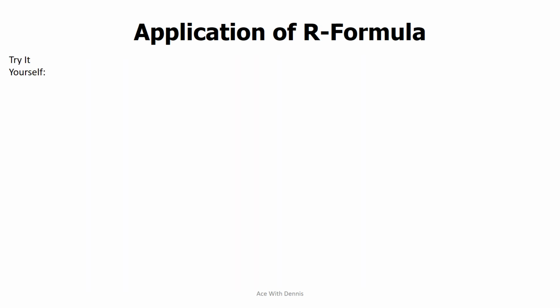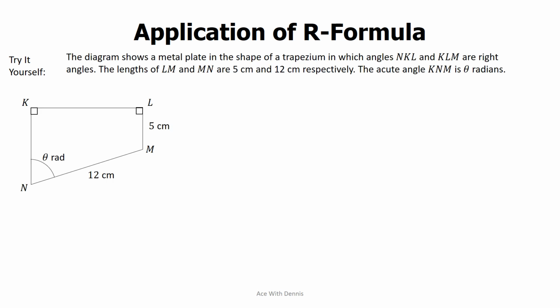Okay, here is an example that you can try yourself. Given this diagram, the diagram shows a metal plate in the shape of a trapezium in which angles NKL and KLM are right angles. The lengths of LM and MN are 5 cm and 12 cm respectively. The acute angle KNM is theta radians.